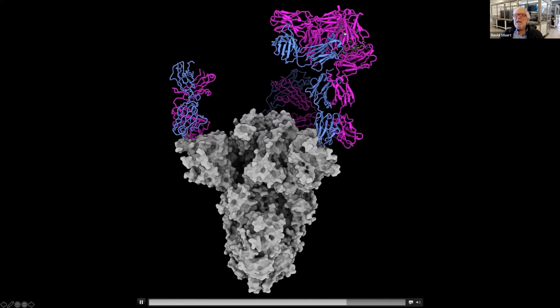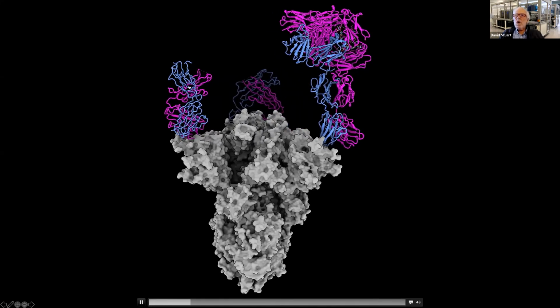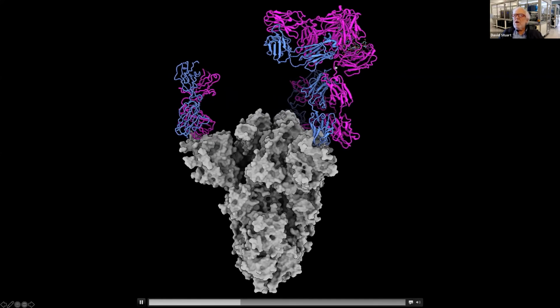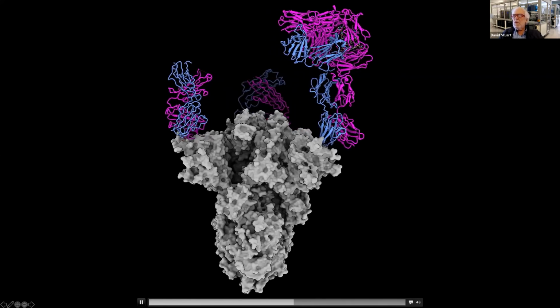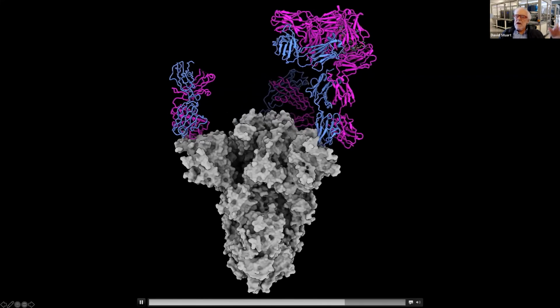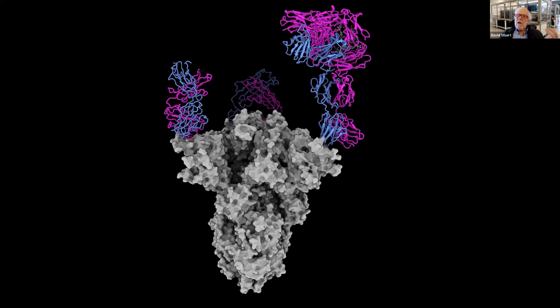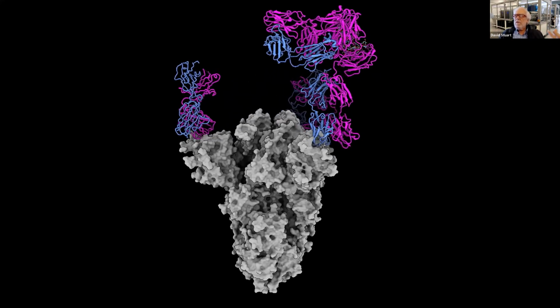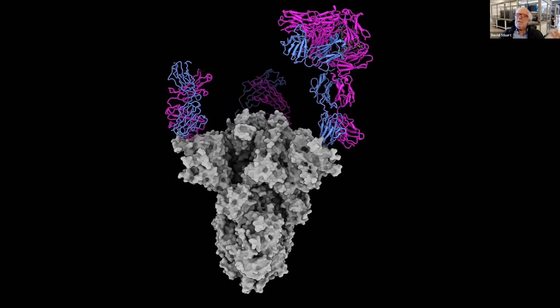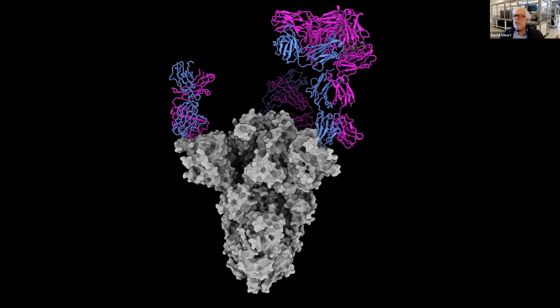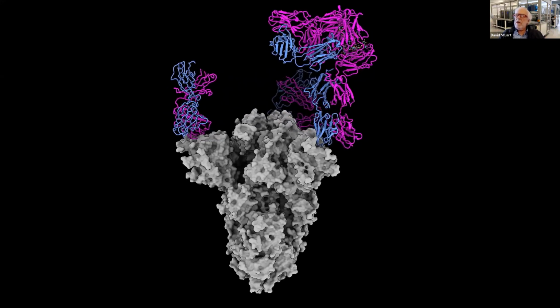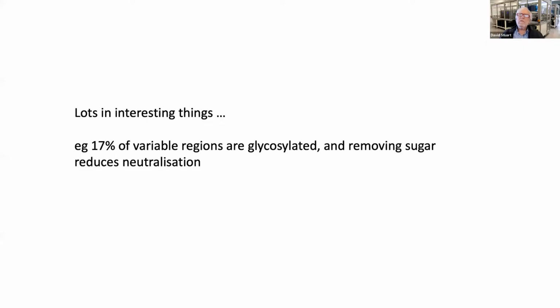Here we've modeled the full antibody on, and you'll see that the two arms cannot reach across between the N-terminal domains. So our assumption, and we've got no evidence for it, is that the neutralization is by the aggregation or the cross-linking of viruses to produce neutralization. But we don't know. There may be other roles that are not yet understood. So there's lots of interesting stuff that's come out of this work, which I haven't got time to talk about.